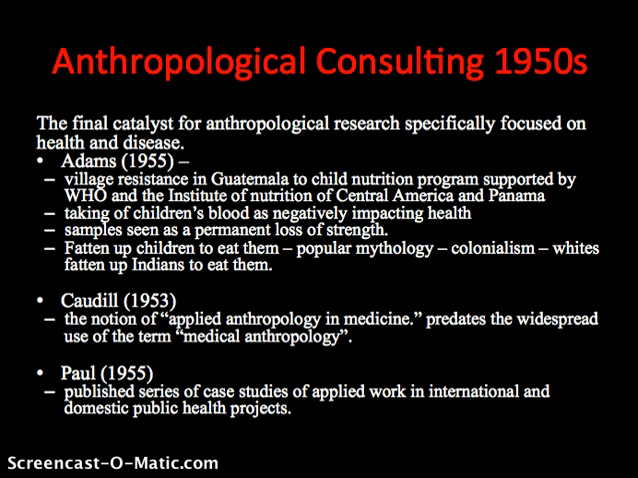Adams' work in 1955 demonstrates how villagers in Guatemala resisted child nutritional programs which were supported by the World Health Organization and the Institute of Nutrition of Central America and Panama. He noted that the taking of the children's blood was seen as negatively impacting health, as the samples were seen as a permanent loss of strength. That is, in their medical model, the children could not regenerate substances such as blood. And so taking these away was essentially diminishing the strength of the child overall.